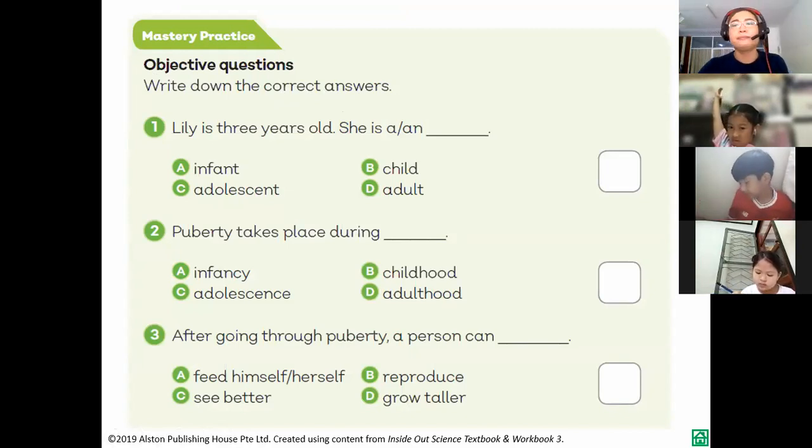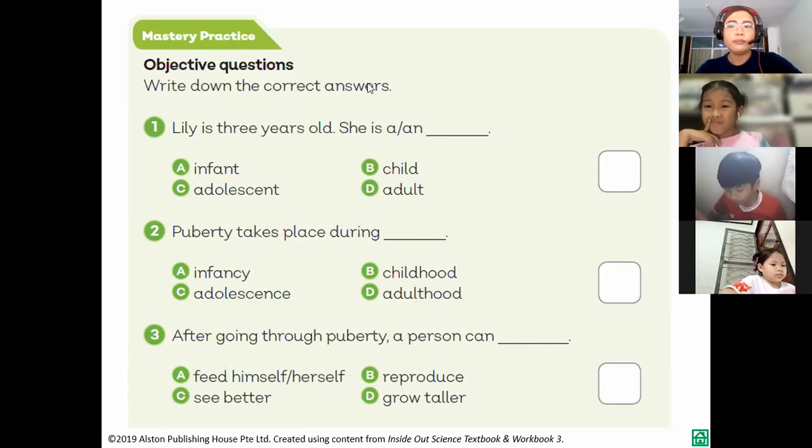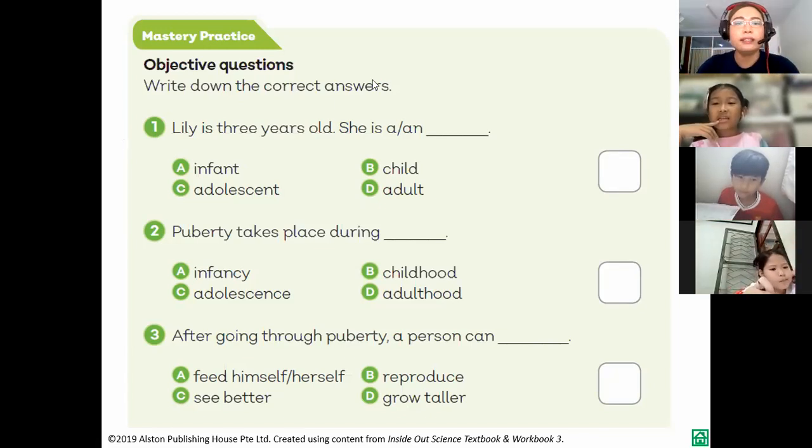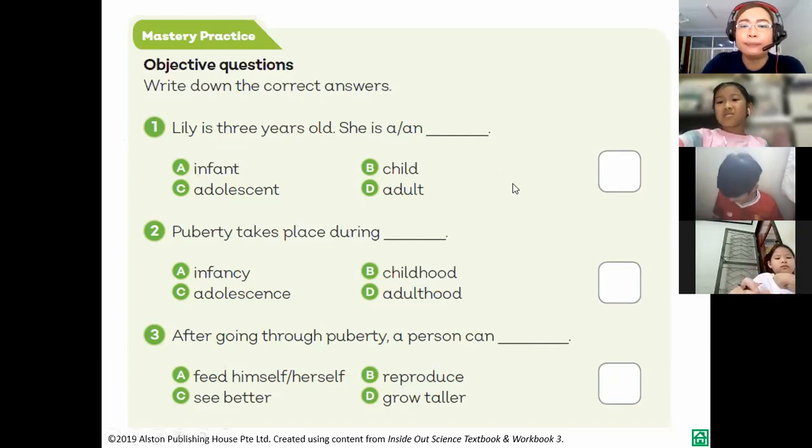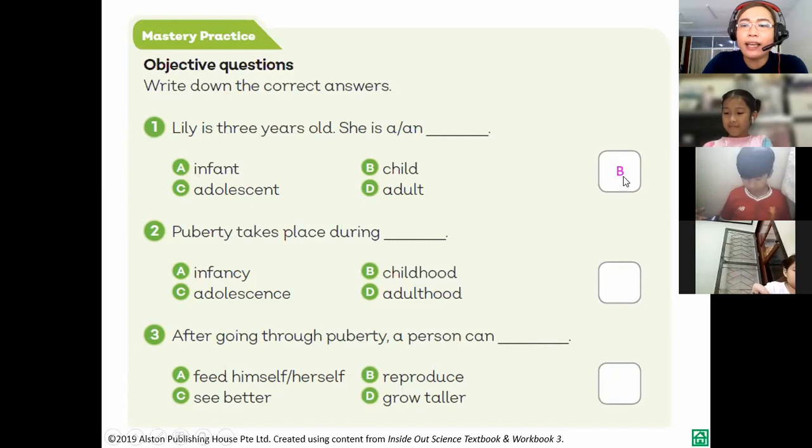Read number 1. Lily is 3 years old. She is... So 3 years old, is it infant, child, adolescent, or adult? Child. The answer is what letter? B. Okay, so the answer is letter B. So write the correct answer.